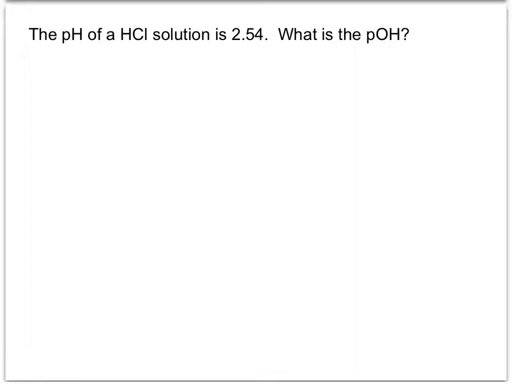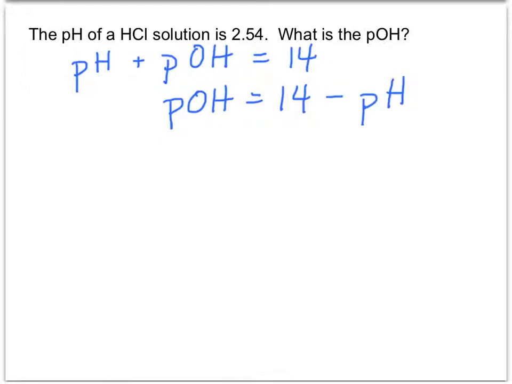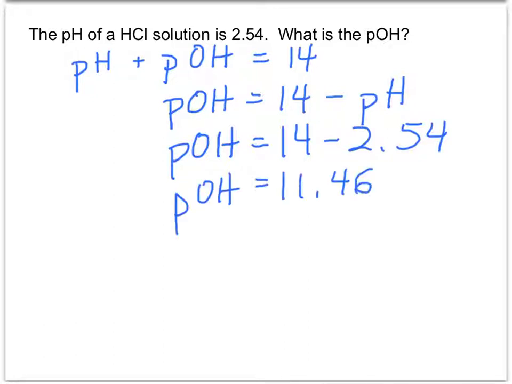In this problem, it states that the pH of the hydrochloric acid solution is 2.54. The question is, what is the pOH? Since the sum of pH and pOH is 14, we can rearrange this to solve for the pOH, which in this case is 14 minus 2.54. So our answer is 11.46.